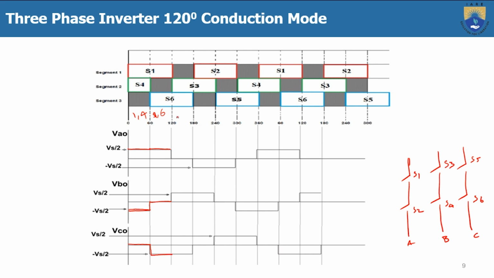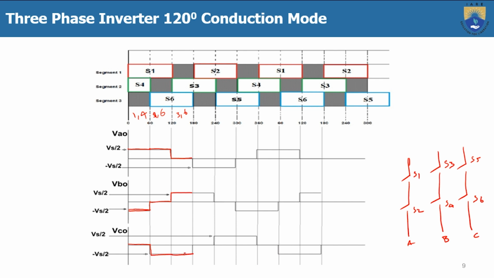And next, in the third instant, here 3 and 6. 3 is connected to phase B and 6 is connected to phase C. And for phase A, no switch is conducting, so VAO is equal to 0. And VBO, which is 3, is the positive group, so VBO is equal to plus Vs by 2. And 6 is the negative group, so VCO is equal to minus Vs by 2.